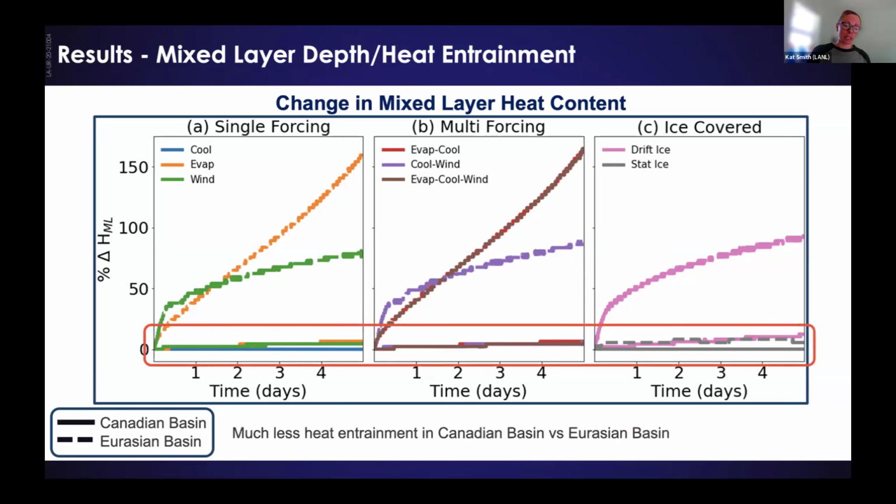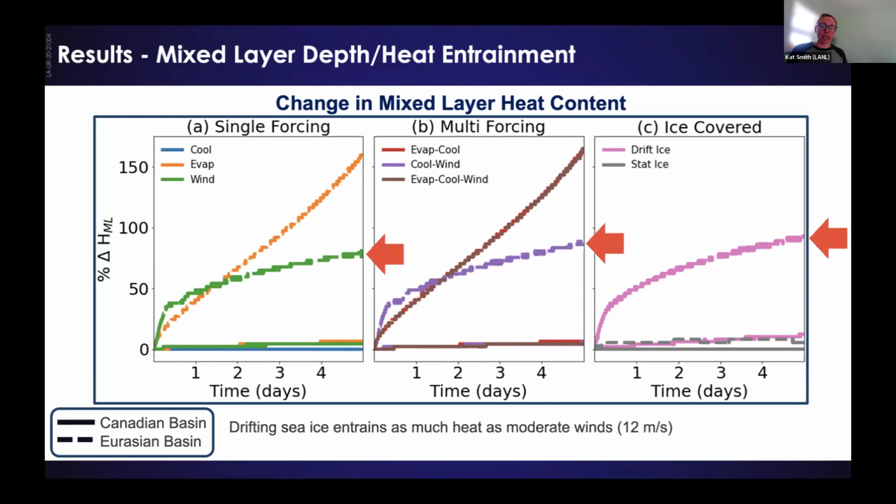So again, the first thing we see is the much less heat entrainment into the Canadian basin versus the Eurasian basin. And this is primarily because we're not getting as much erosion of that stratification profile, even though the heat that's contained underneath the Eurasian basin is less than the amount that's in the Canadian basin case.